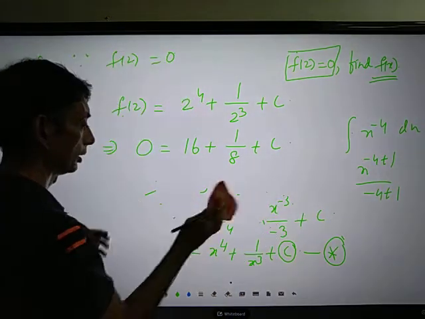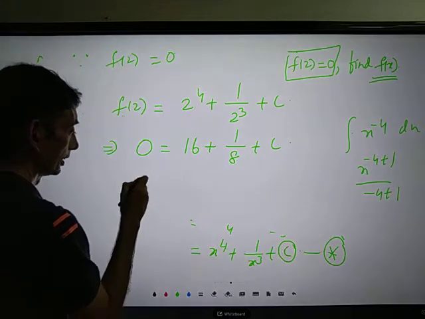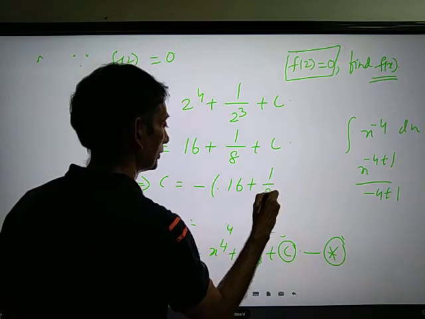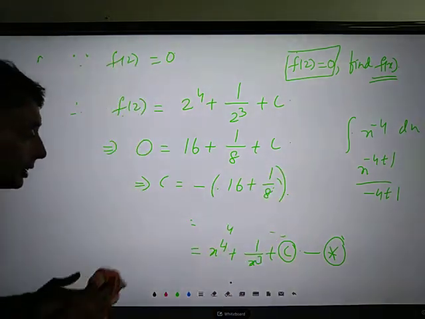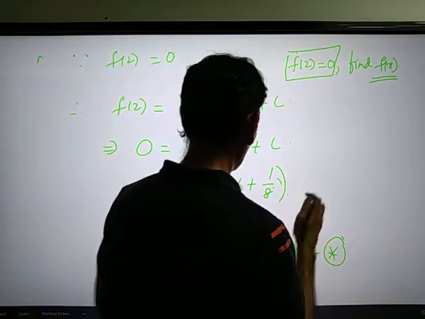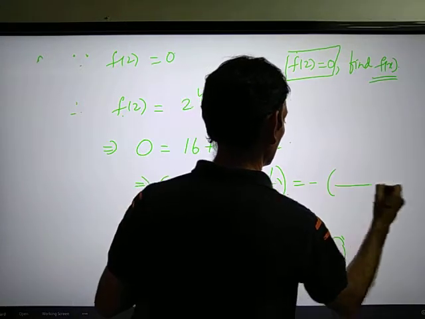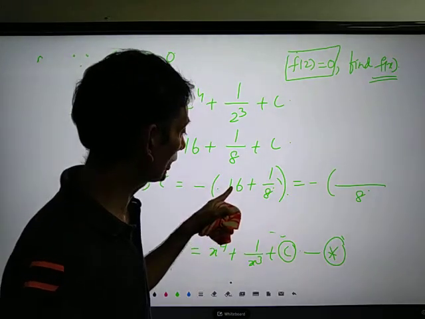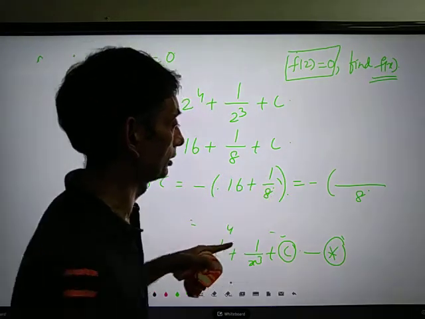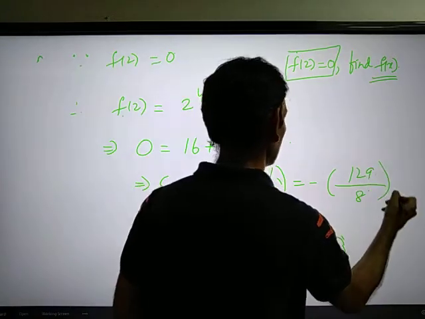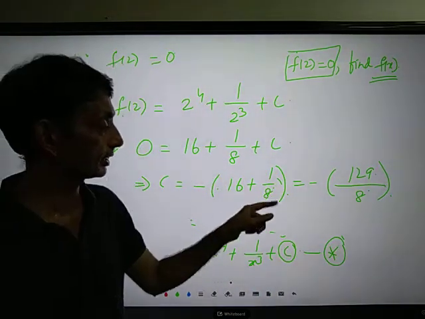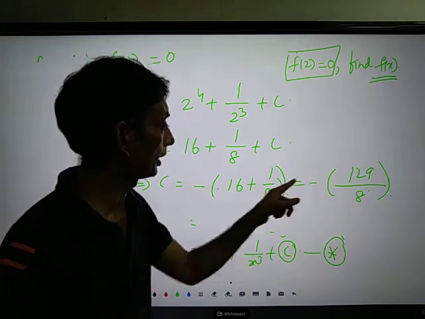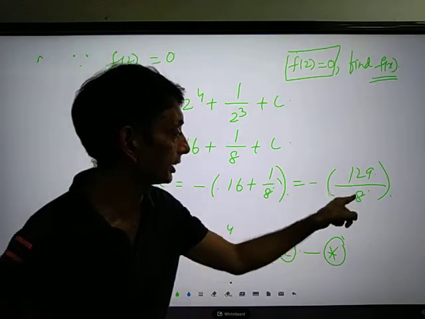So we can write the value of c like that. C is equal to minus 16 plus 1 by 8. So this is the value of c. This gives us minus, 16 into 8 is 128, and plus 1 is 129. So it's minus 129 by 8.